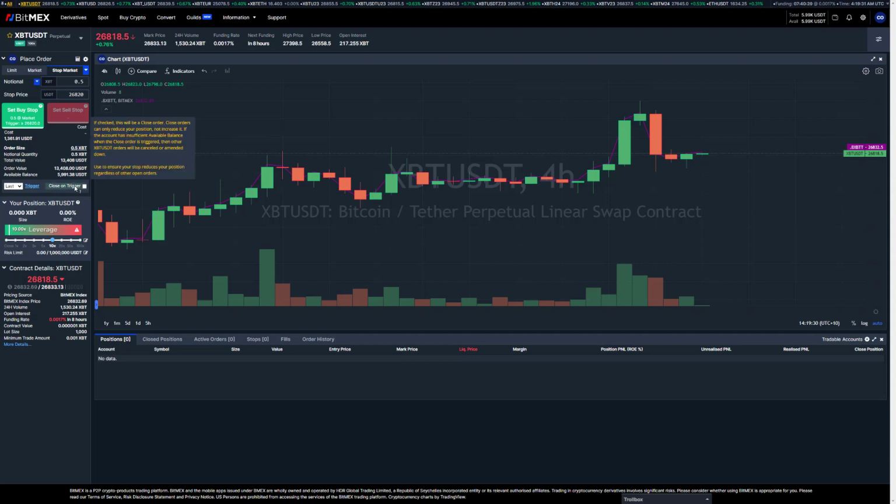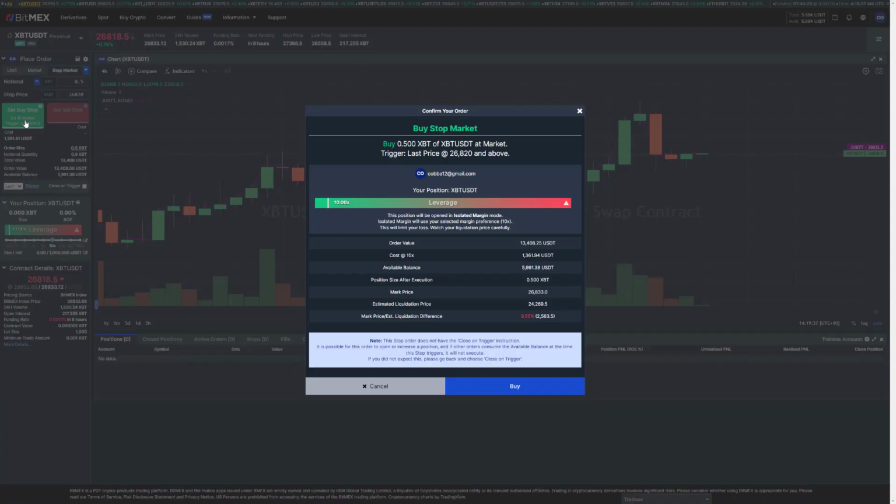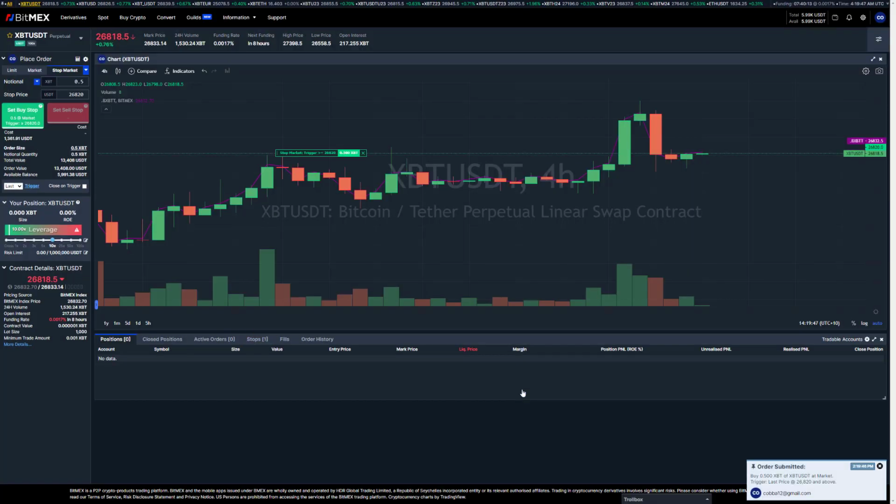So that box is no longer checked. I now come up here, I hit set buy stop. Obviously you can go through all of this, double check all of this to make sure your numbers are all correct as it is meant to be. I hit buy. My order is now in, submitted to buy at that price.